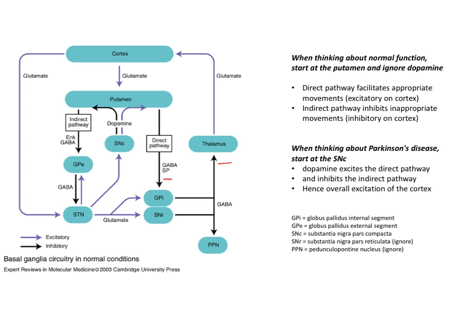So now let's think about the indirect pathway. The indirect pathway is a little more complex. The first component that we see is that the putamen sends inhibitory neurons down to the external segment of the globus pallidus. So the putamen inhibits the external segment of the globus pallidus. In turn, however, the globus pallidus is inhibitory on the subthalamic nucleus. So at this point already, we see that we have inhibition of inhibition.